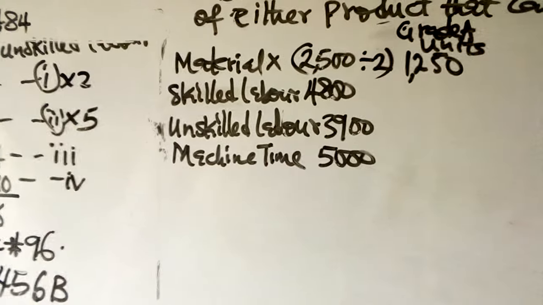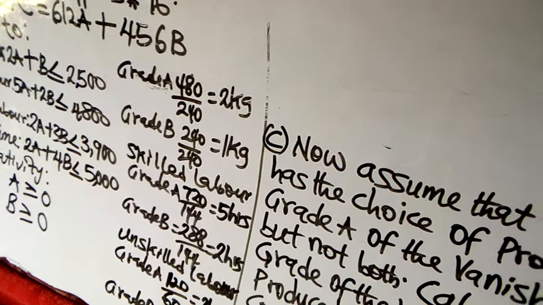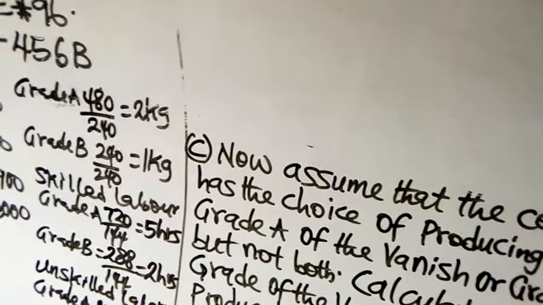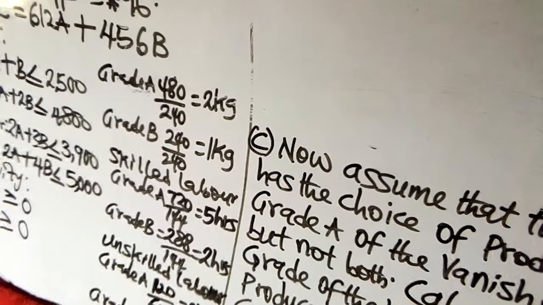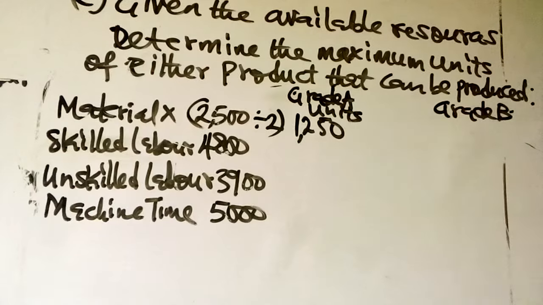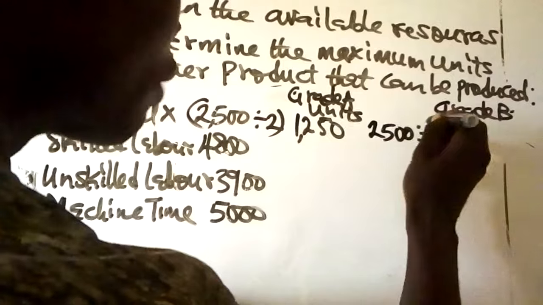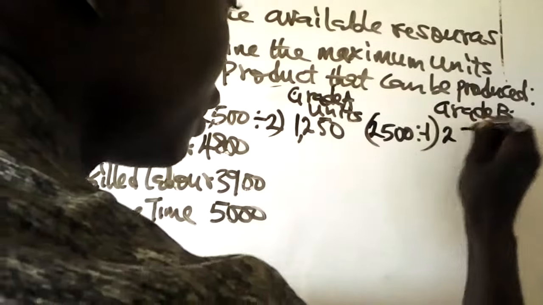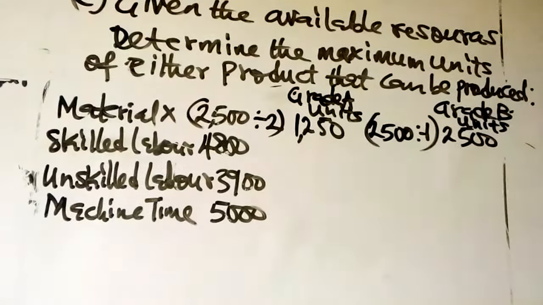For skilled labor, okay, let me do that of grade B first. For grade B, 1 kg is required to produce 1 unit. Given the same material, 2,500 available, 2,500 divided by 1, then you still have 2,500 units. That means the 2,500 kg of material available will be sufficient to produce 2,500 units of grade B.